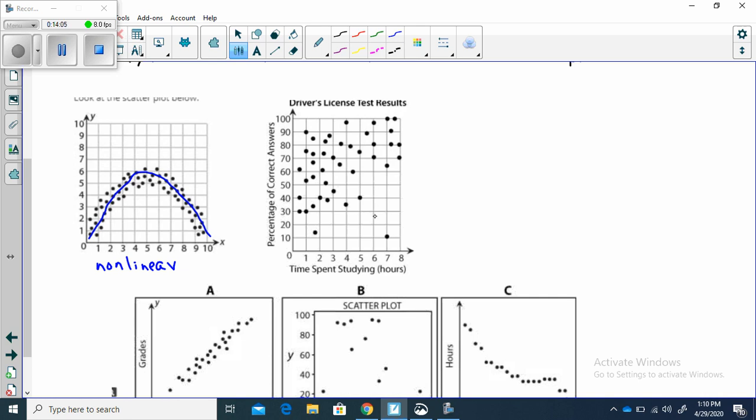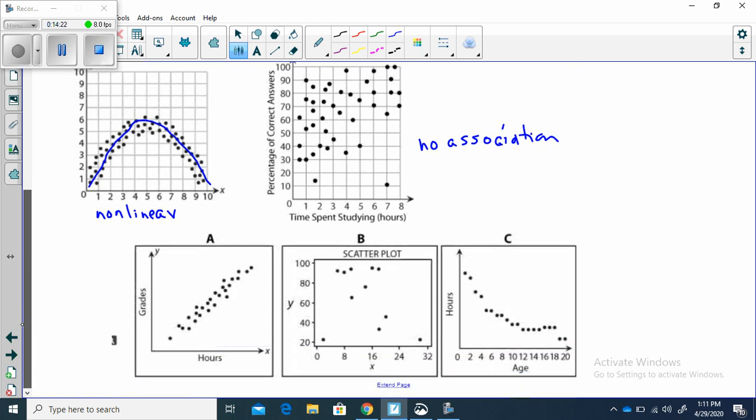Is there an association here? No, that just looks like there's points all over the place, doesn't it? No association. It's not positive, it's not negative. Sorry, guys, my pen doesn't work very well sometimes. How about this one? Well, isn't that a positive association? Doesn't it appear to be going up? So that's a positive association. This one's just all over the place. I would say there's no association.